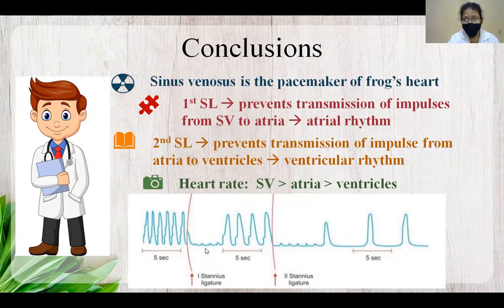So from this graph, three properties are there. First thing, the cardiac muscle is an excitable tissue. It has got autorhythmicity, and the impulses are conducted from sinus venosus to atria and ventricle. And once you compare the heart rate, sinus venosus is more than atria, which is more than ventricles. I'm repeating it again and again because it's a very, very important topic which is asked in the exam.